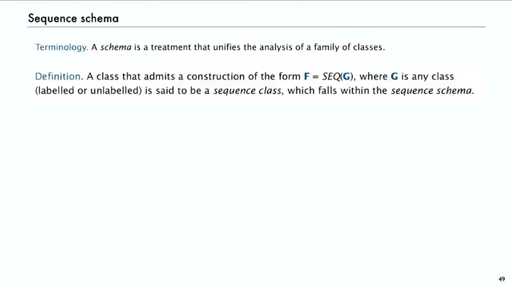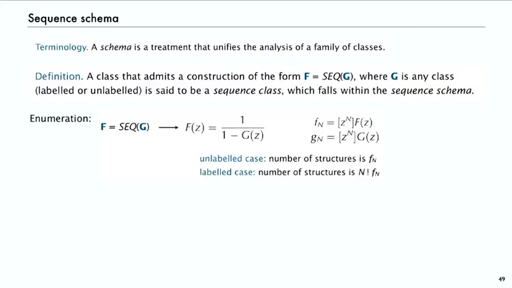So, for example, what we're going to talk about now is all combinatorial classes that are built using the sequence construction at the top level. So if a class has the form f equals sequence of g, where g is any class at all, labeled or unlabeled, then we're going to say that's a sequence class and it falls within the sequence schema. And then what we'll see is a way to get coefficient asymptotics for sequence schema just in terms of the generating functions for these top-level classes.